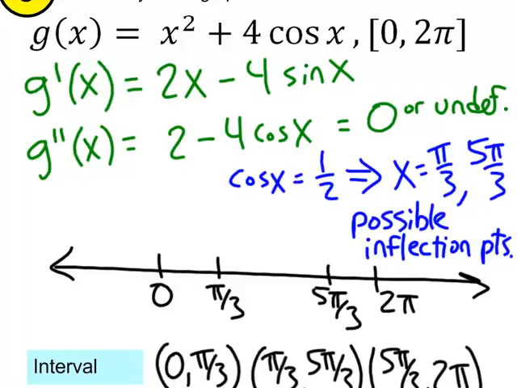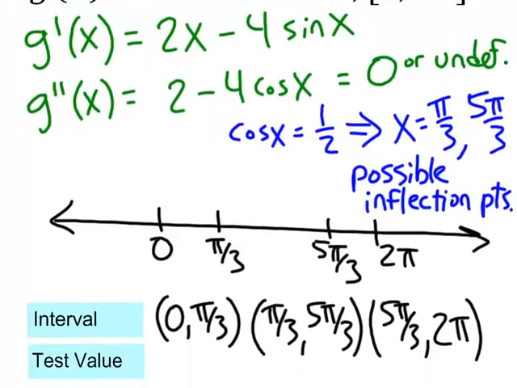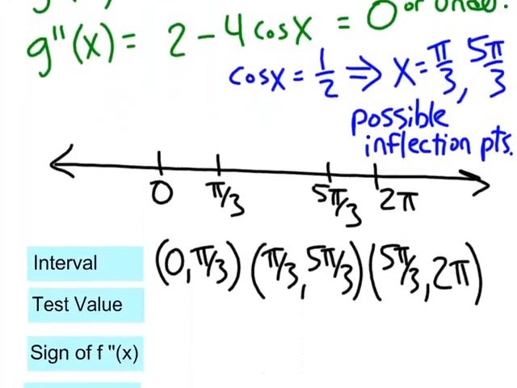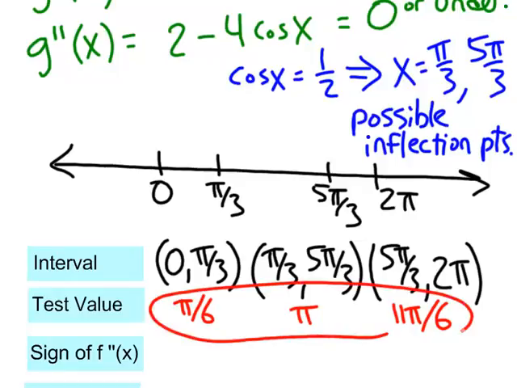So here's our table. I've already filled in those intervals there. We need a test value next. Trying to stick to special angles, we'll put pi over 6. How about just pi? And how about 11 pi over 6? And again, I probably mentioned in class ways that we could tackle this without actually picking specific test values, but I'll leave that for class time.